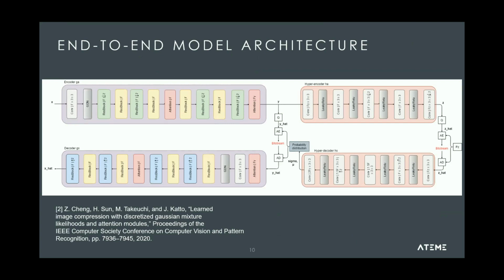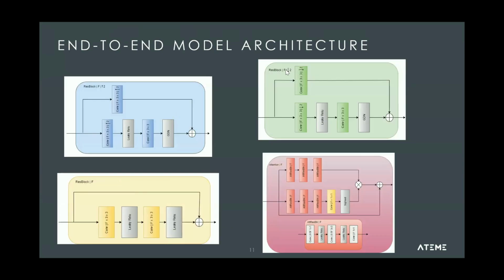Here we have the details of the model architecture. As I mentioned before, there are two auto-encoders, the main one at the left, and the hyper auto-encoder that serves as a probability model on the right. The hyper auto-encoder is mainly just convolutional layers, and for the main auto-encoder there are residual blocks and attention modules. Here we have the details of these modules, and they also mainly use convolutional layers.